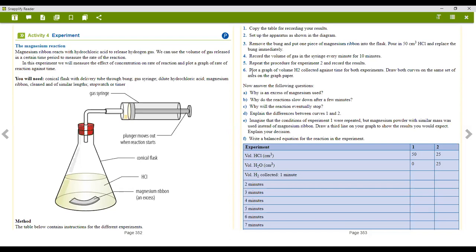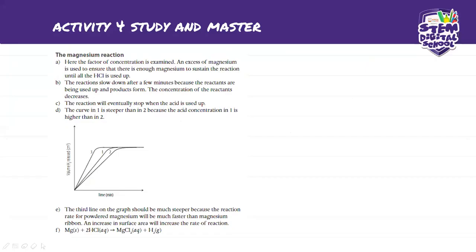Okay, so the third line on the graph should be much steeper because the reaction rate for powder magnesium will be much faster than a magnesium ribbon, which makes sense because a magnesium ribbon is a solid substance and it will take much more time for it to break down. But because a powder substance is used, it is already powdered and it's much faster for the reaction to take place because it doesn't need to break down before it actually commences with the reaction.